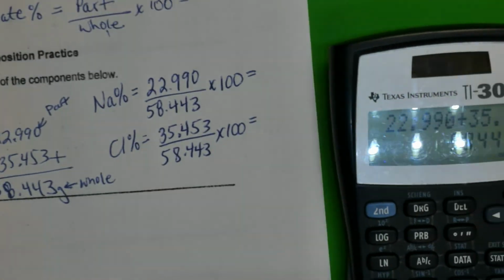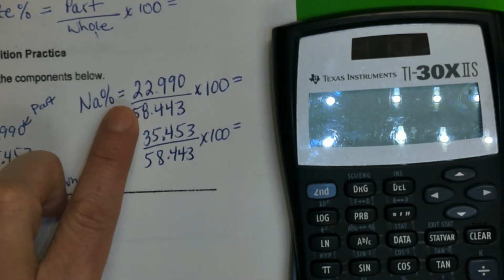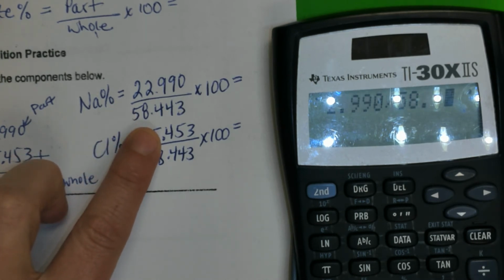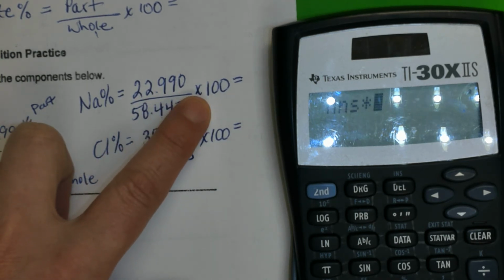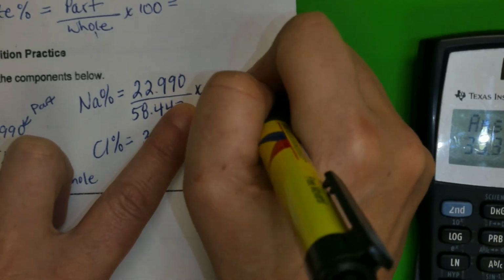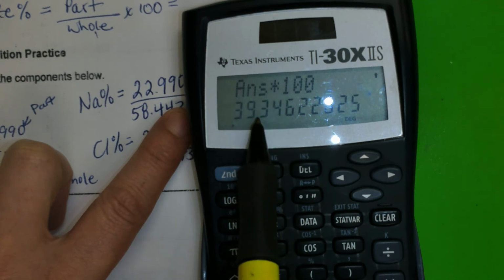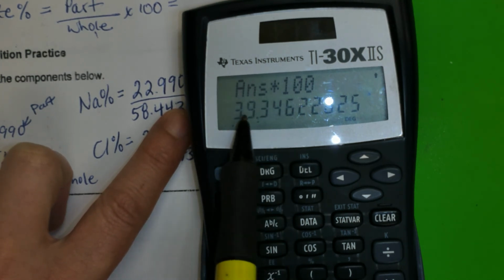Okay, so we're ready to calculate. So again, you could really just use any simple calculator for this. So divide first: 22.990 divided by 58.443 equals. You see how I divided first and then you multiply by 100. Okay, 39%. Now I'm going to go ahead and just put it as a whole number, and I put 39% because there's less than 5 next to it, so I keep it the same as 39.